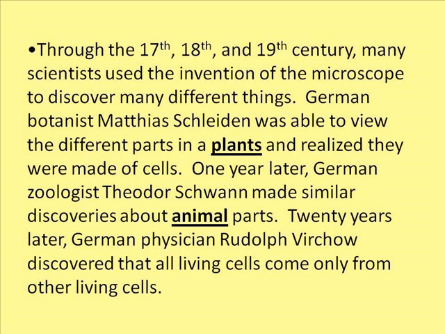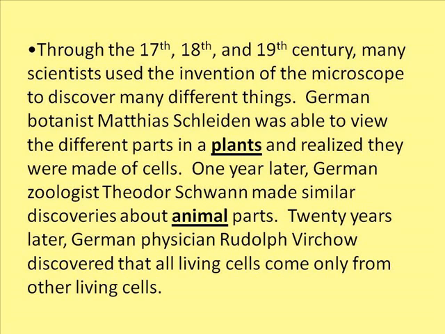The first was a German botanist named Matthias Schleiden. A botanist is someone who studies plants. So he took pieces off of a live plant, where Hooke was using the dead plant material, but Schleiden took pieces of root, stem, leaf, flowers, and he looked at them under the microscope.